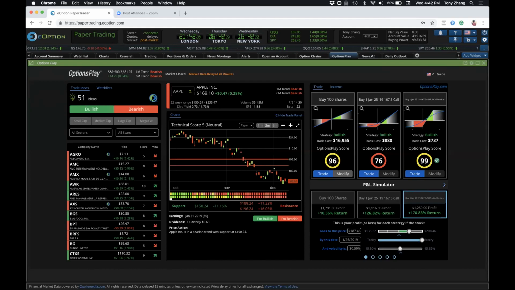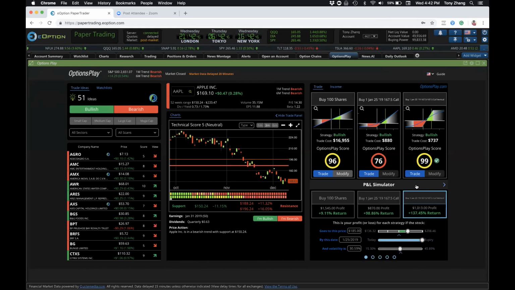So here it's trading at 169.10. Buying 100 shares costs me roughly $17,000. Buying a call option that expires at the end of January only costs me $880. And we have a P&L simulator here at the bottom that allows you to simulate where you think Apple will go and how much profit you would actually expect. So if you think that the stock's going to move back up to 185, 182, you can put those numbers in.